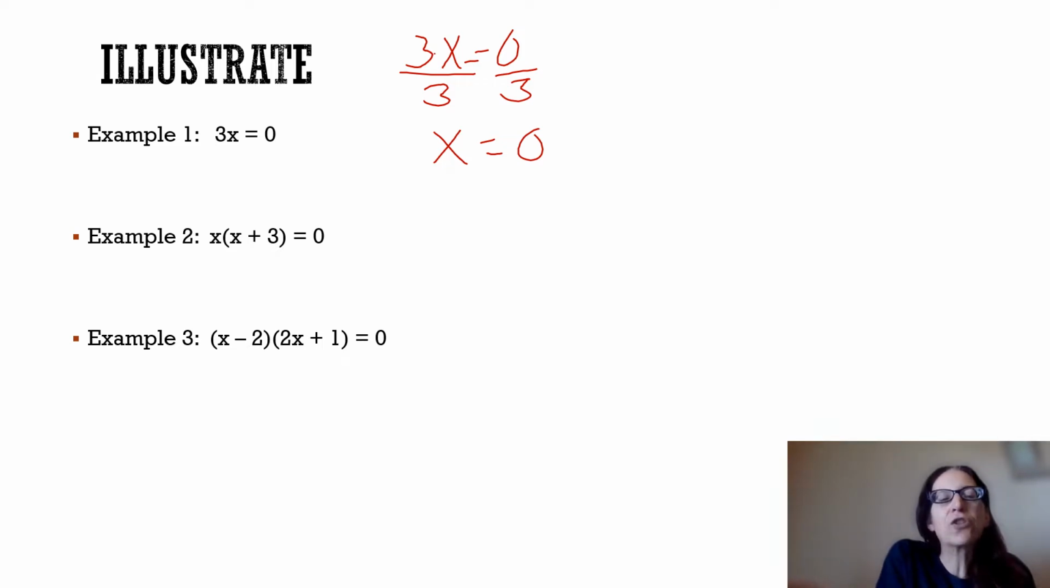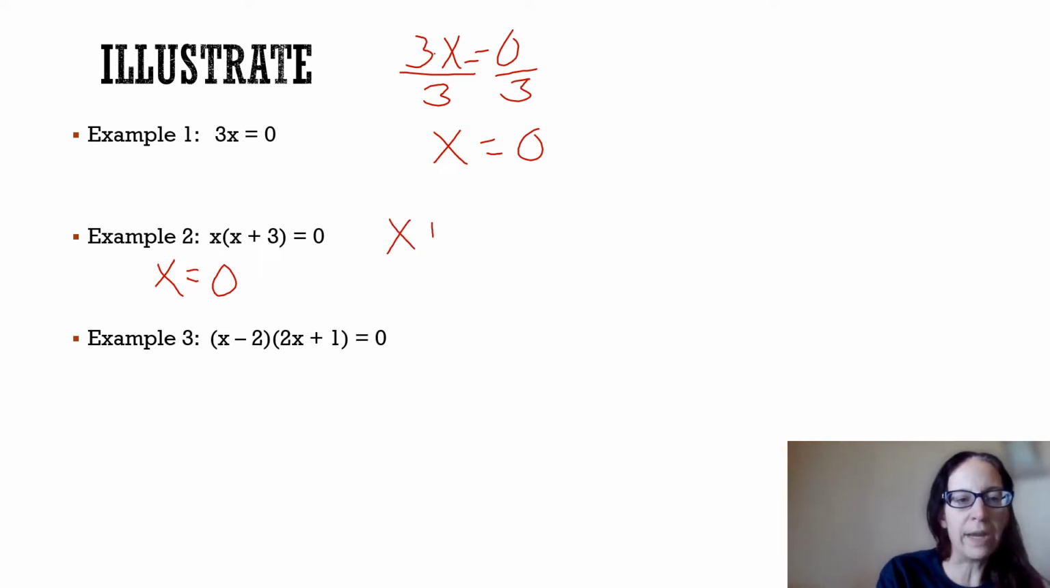And that's the only thing x could be, because if you do 3 times anything else, you would not get a 0. X has to be 0. In the second one, you've got x, and then you're multiplying that by x plus 3. And what the zero product property says is that one of those two things has to be equal to 0. So it could be the first thing, x is equal to 0, or it could be the second thing, which is x plus 3. And then you can solve that, and we get x is equal to negative 3.